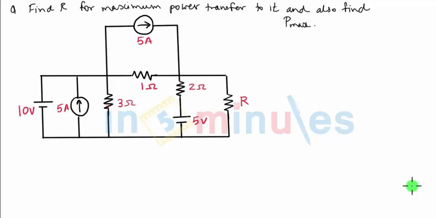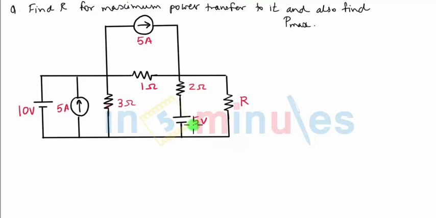In this video clip, we will discuss one question on maximum power transfer theorem. The question says, find the value of resistance R, which is connected in the network here, for maximum power transfer to it, and also find the value of P max, which is the maximum power.